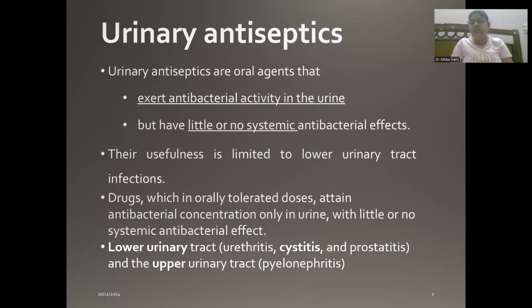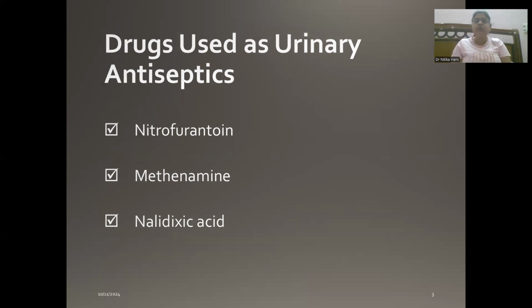Lower urinary tract infections are urethritis, cystitis, and prostatitis. Upper urinary tract infections are pyelonephritis. The drugs used as urinary antiseptics are nitrofurantoin, methenamine, and nalidixic acid.